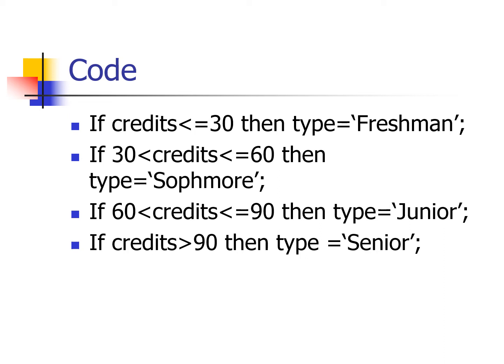We can fix it in a lot of different ways. Maybe the easiest way is to just say if the credits are between 0 and 30, then type equals freshman. So again, acquainting ourselves with our data set and seeing those missing values helps us know we need to be really careful with how we write our code.